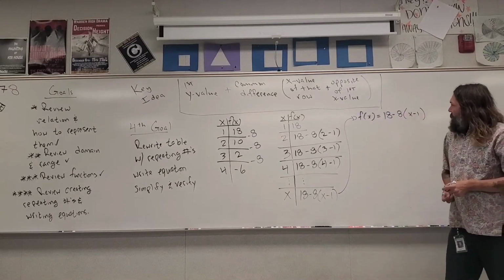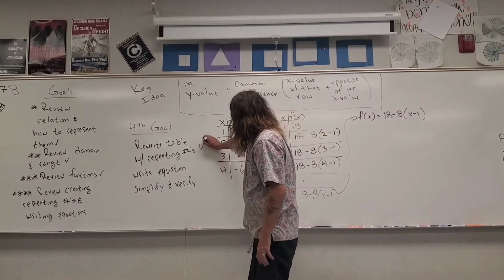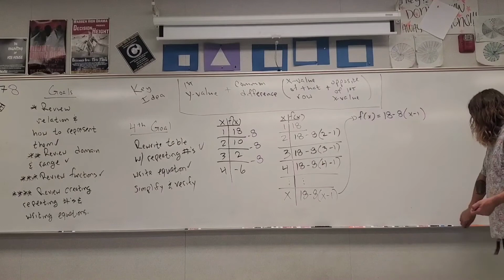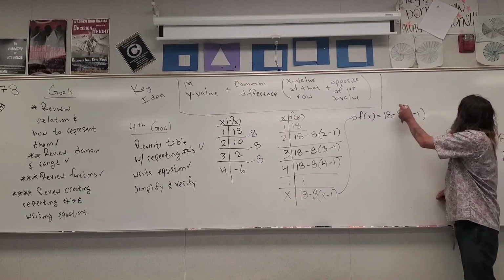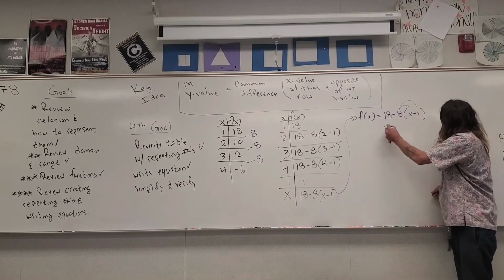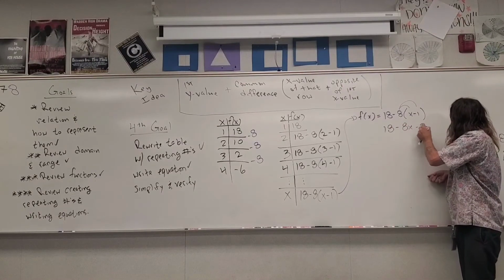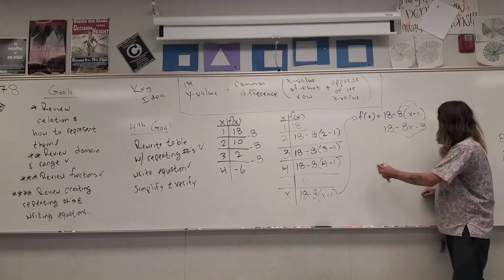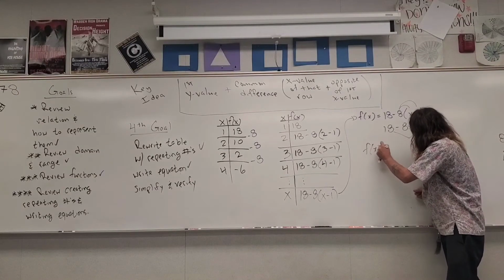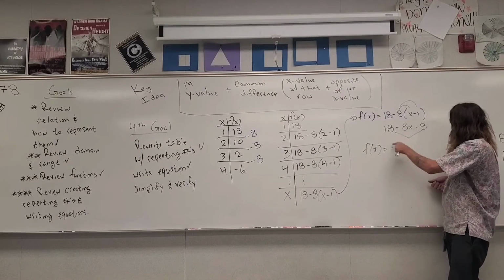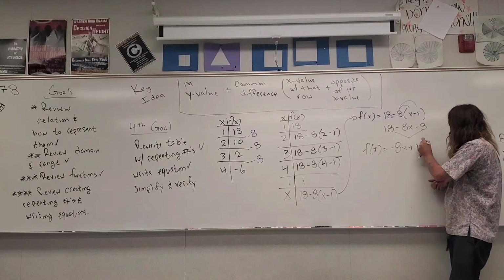Okay, so let's see here. I wrote the table with repeating numbers, I wrote the equation, and now I'm going to simplify it. All I have to do to simplify it is distribute. And I get 18 minus 8x minus 8. I'm going to combine like terms. And I get f of x equals minus 8x. Don't lose that negative. Plus 10.